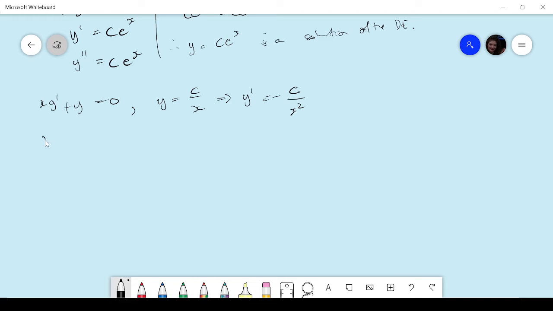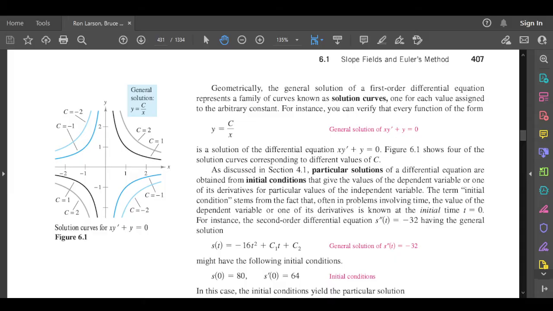And so, this is x times minus c all over x squared plus your y, which is c all over x. One x cancels here. So this is minus c all over x plus c all over x, and that is equal to 0. So therefore, this one is a solution to the given differential equation. Okay, so we have verified now that this is a solution.